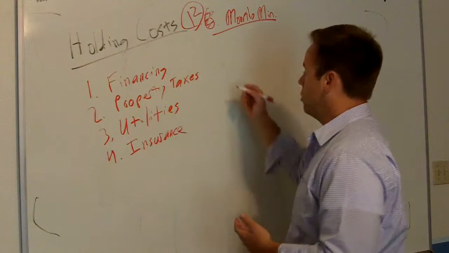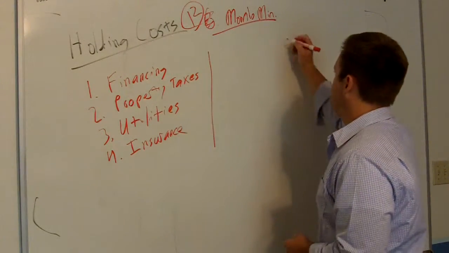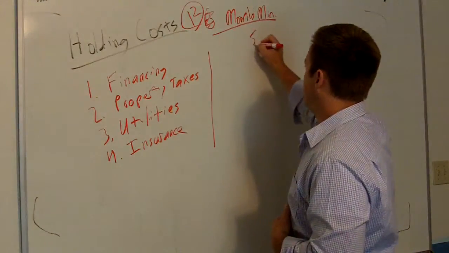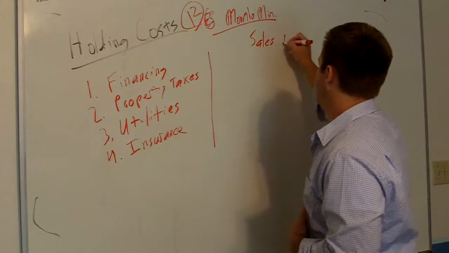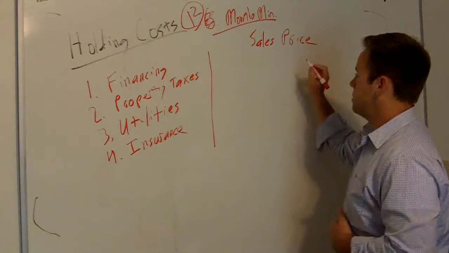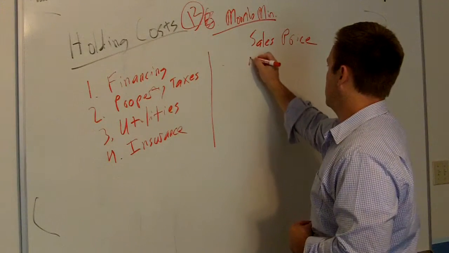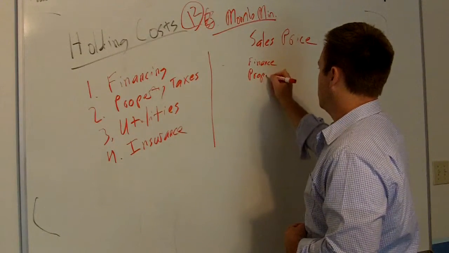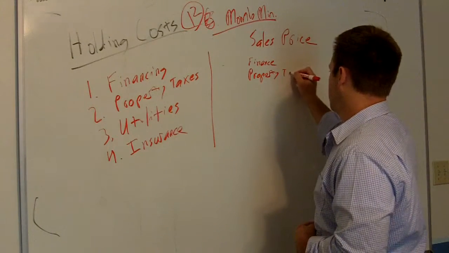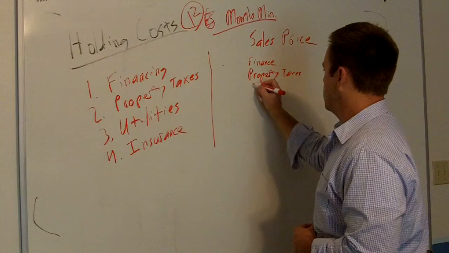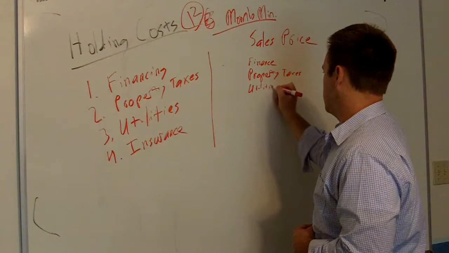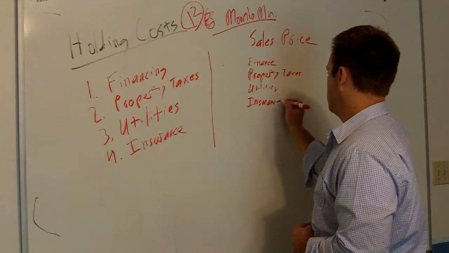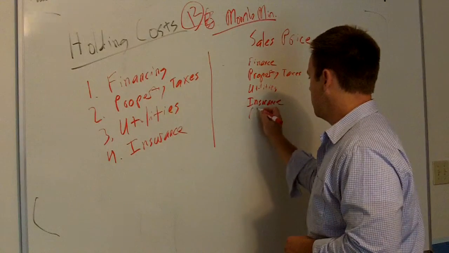But if you're really calculating your profitability on the deal, here's the magic formula to figure out to the penny how much you're going to make. It's sales price minus financing, property taxes for 6 months, estimated utilities, insurance, and don't forget your closing costs to buy and sell.